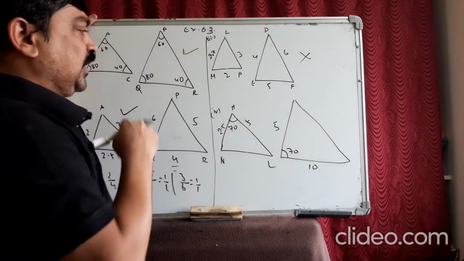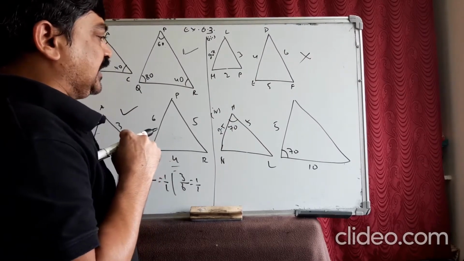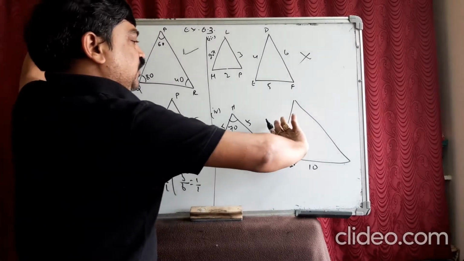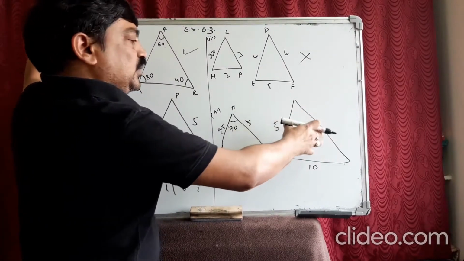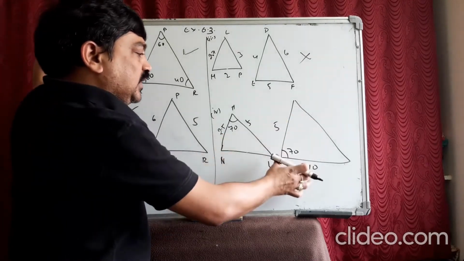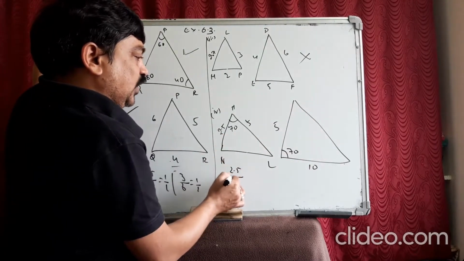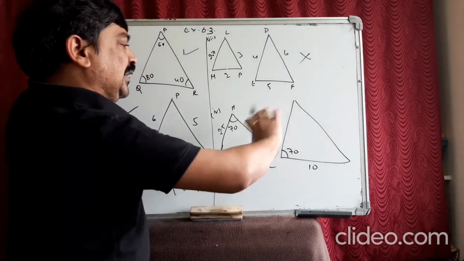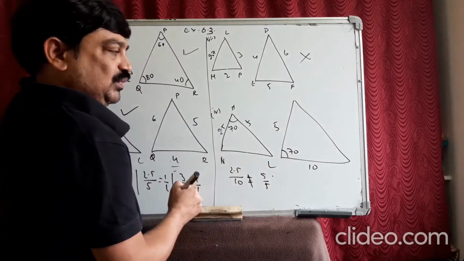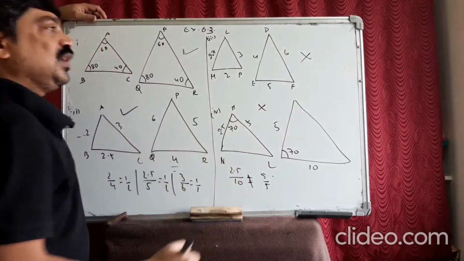And here, I think we have to apply SAS similarity. Let us see when you turn this side clockwise whether it works. When you turn clockwise and compare the sides, 2.5 by 10 it becomes, and 5 by 5 becomes, which is not equal. So these 2 are also not similar.